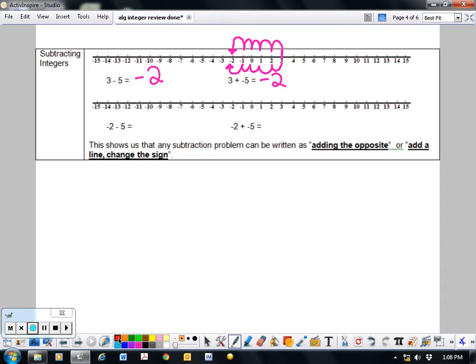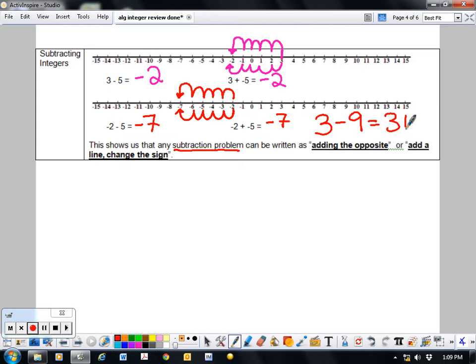So if I were to look at the next problem, negative 2, and I'm going to minus 5, so I'm going to go down 5 or to the negative direction 5. 1, 2, 3, 4, 5. I end up at negative 7. Well, that's the same thing as that negative 2 plus negative 5. So negative 2, negative direction 1, 2, 3, 4, 5. So every time we're working with these numbers, subtraction is also the same thing as adding the opposite. Or like we like to say, add a line and change the sign. So 3 minus 9 will be the same thing as 3 plus negative 9.